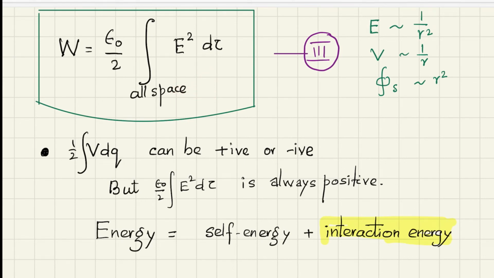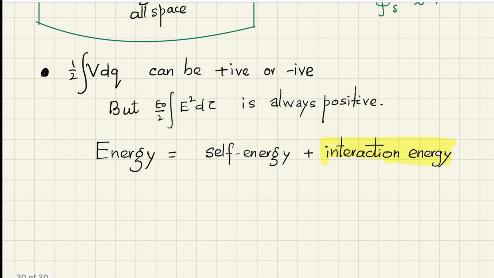So this has to be positive definite because this is stored in the field itself. But interaction energy is a relative term to self energy, and hence that can be positive and negative. So the two look similar, but they are actually answering in some ways different questions.